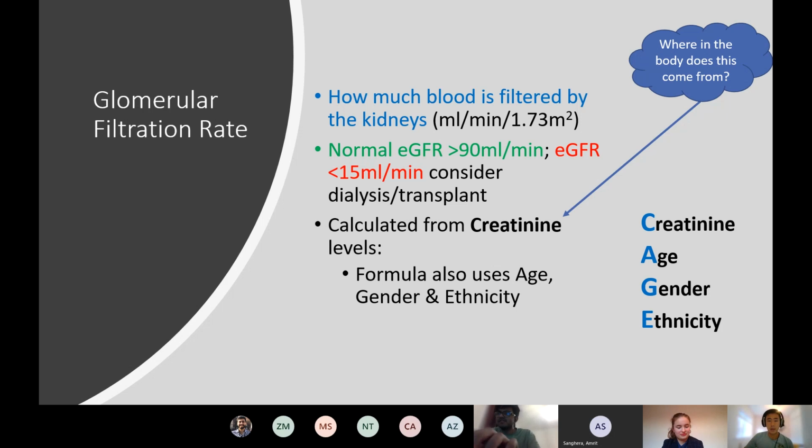And your eGFR, like I said, is calculated from your creatinine levels, but the formula to calculate it also uses your age, your gender, and ethnicity. So I like to remember this with the mnemonic CAGE. Can anyone tell me what creatinine is, what the relevance of it is, where in the body does it come from?